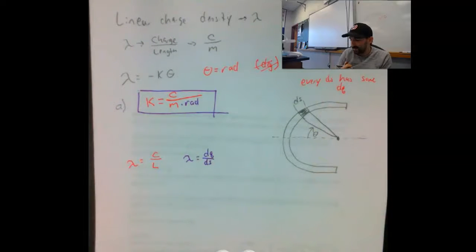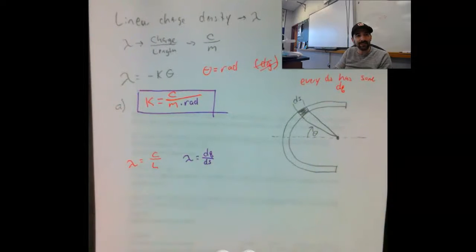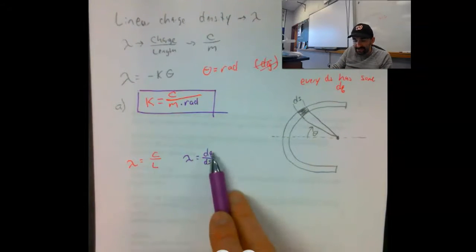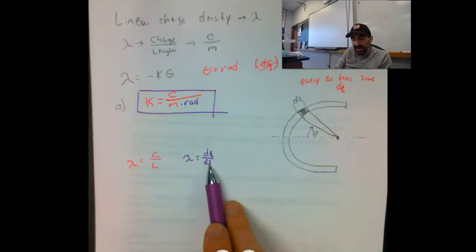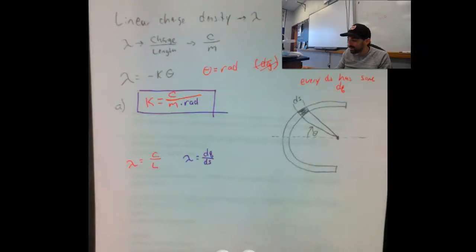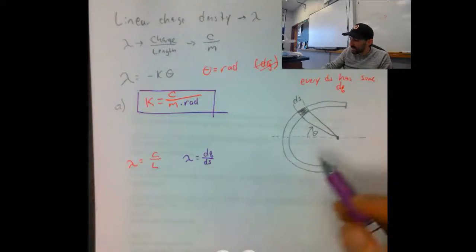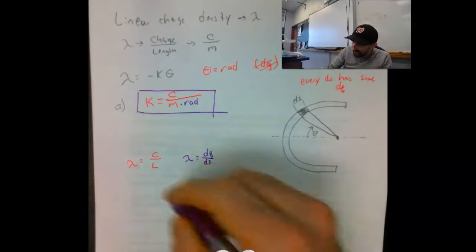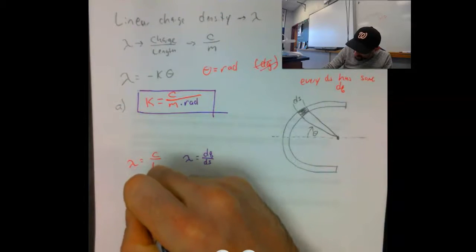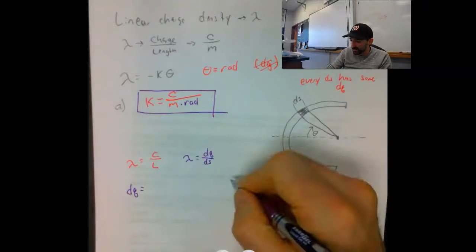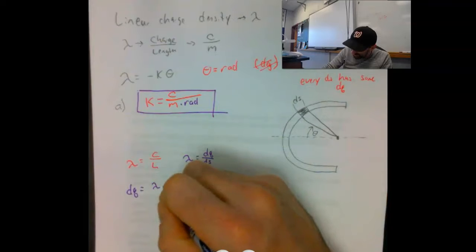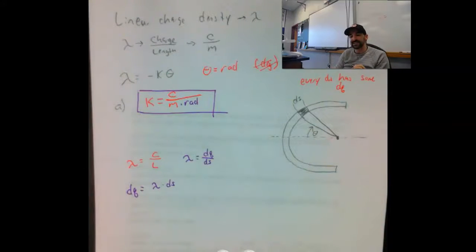There we go. I like that better, just so we're staying in the same exact fashion. So this is a charge per unit length, small charge per unit small length. And then I can start to rearrange things. I can say, all right, well, what exactly is that charge? I know, obviously, that charge dq is going to be equal to lambda times ds.